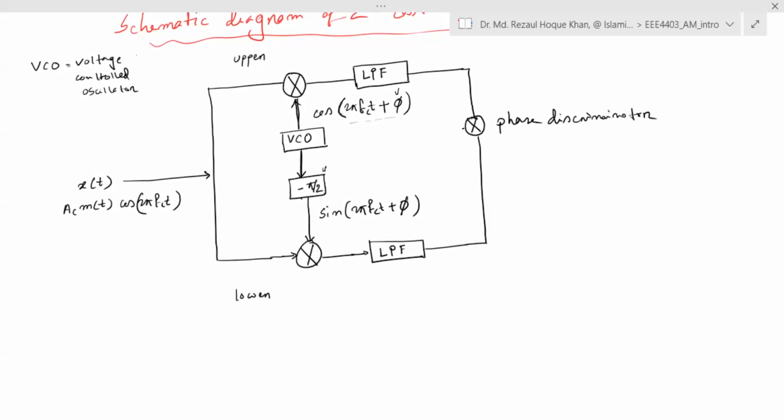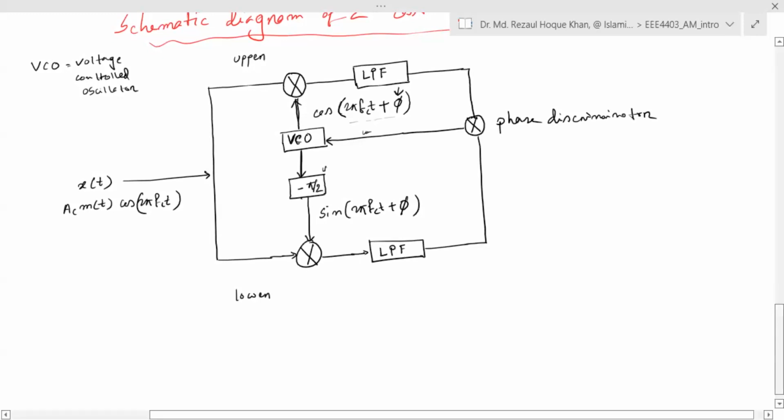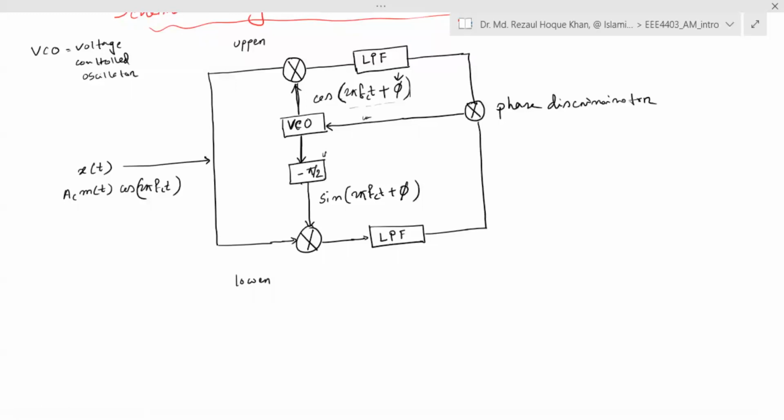So the output of this phase discriminator will ultimately go to the VCO, the voltage controlled oscillator, which will manipulate or change this phase offset based on this output. Let's see how it works.